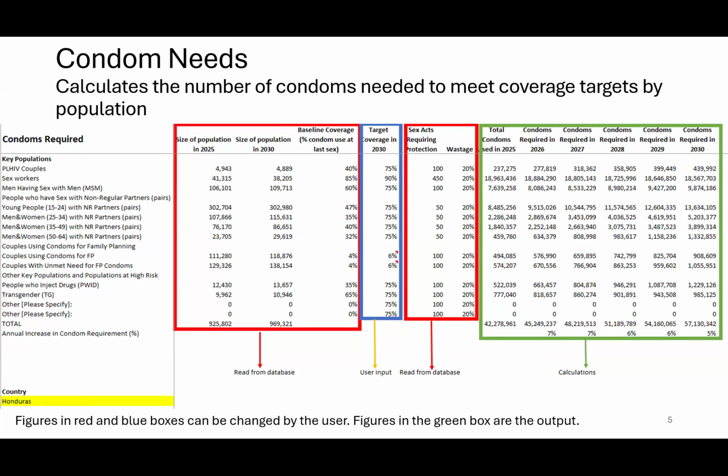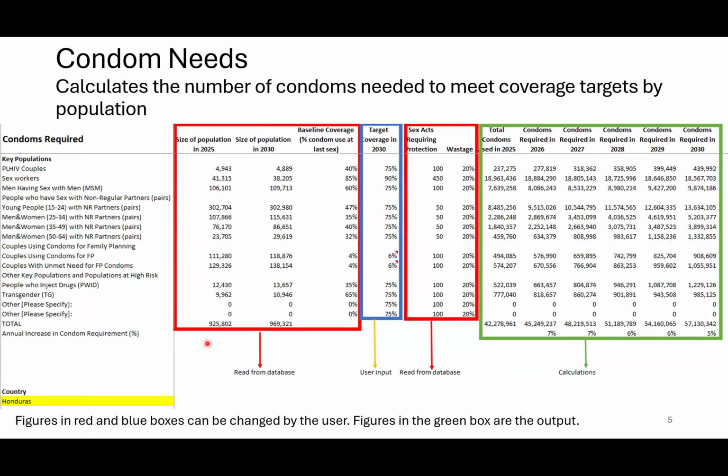So here's an example of what one of the tools looks like. So this is for condoms. And you can see on the left, we have different populations. So these are different populations we would target for condom services. In the red box, we have the major inputs, which are the sizes of each population in 2025 and in 2030. And then we have the baseline condom use. So this is condom use at last sex within these populations.